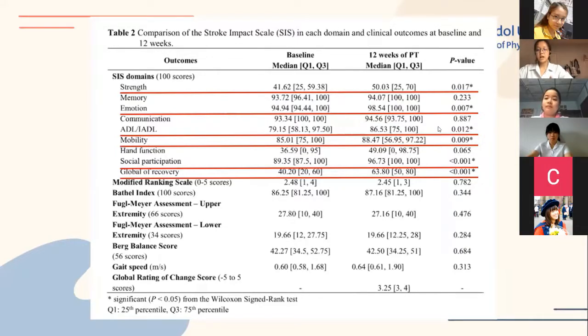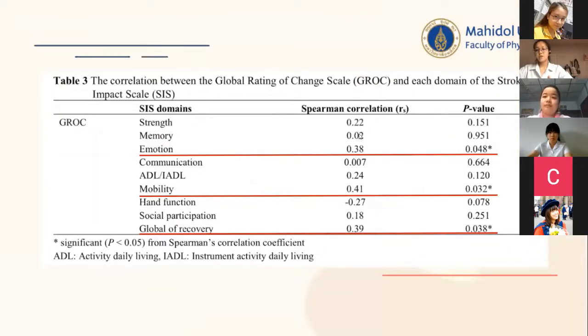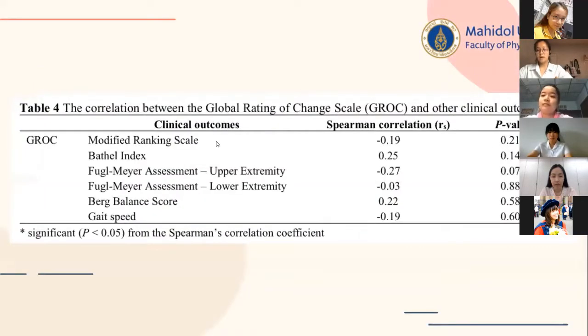And Table 3 is about the correlation between the Global Rating of Change scale and each domain of the Stroke Impact Scale. The Spearman rank correlation coefficients reveal fair correlations between the GROC score with the changes in 3 of the domains of the SIS that include emotion domain, mobility domain, and global recovery. In addition, in Table 4, about the correlation between the Global Rating of Change scale and other clinical outcomes, the GROC shows no correlation with any changes in the other clinical outcomes.